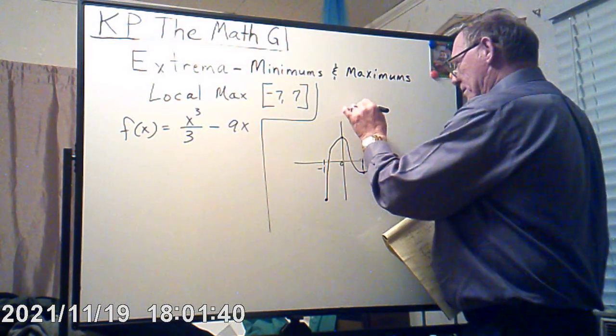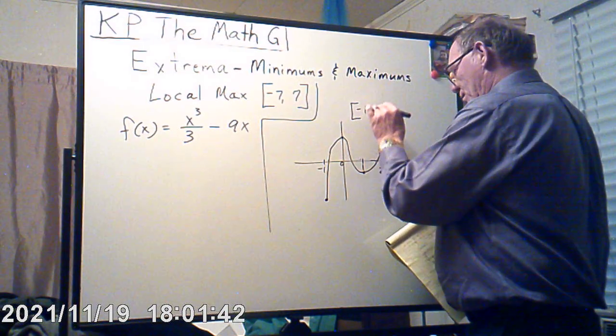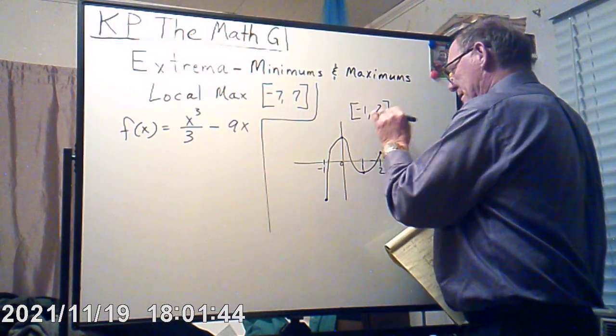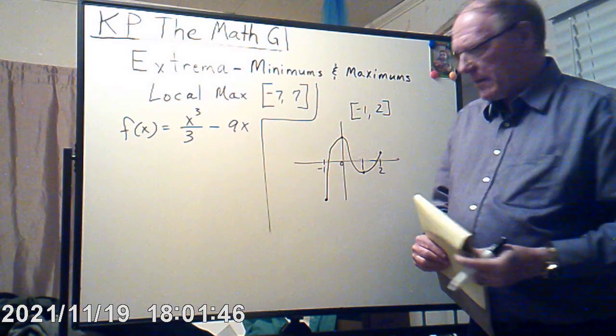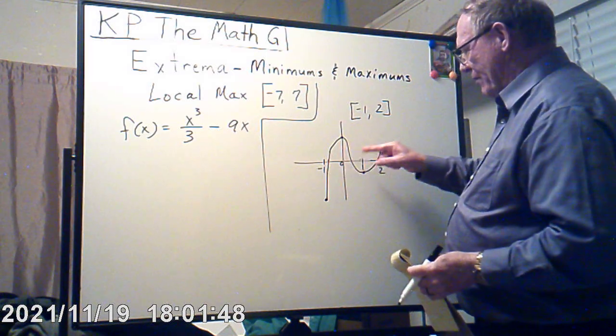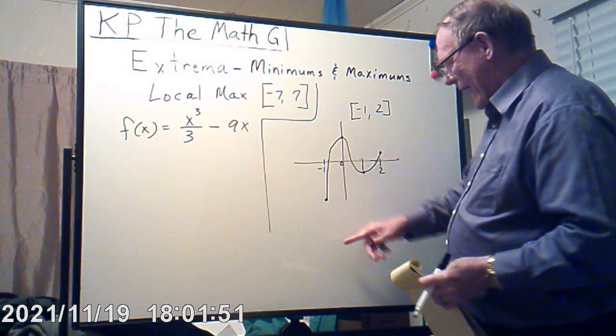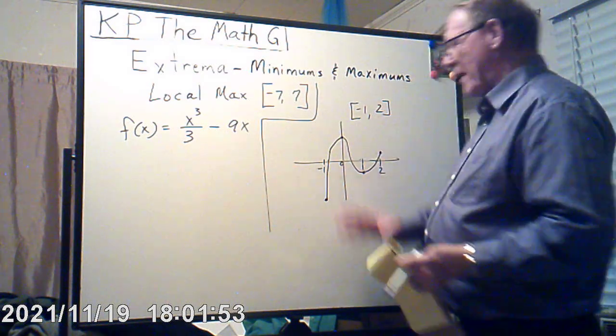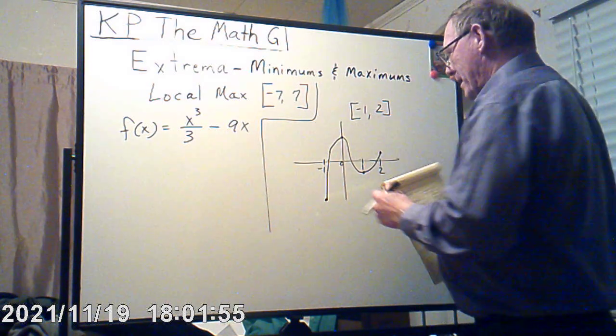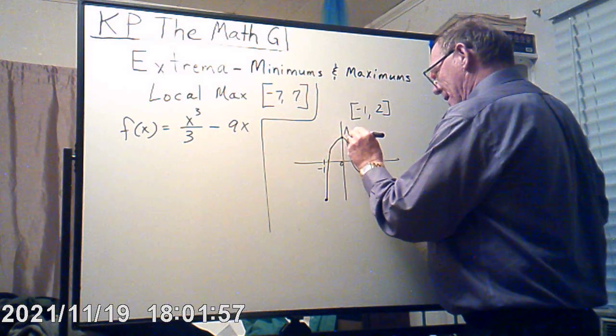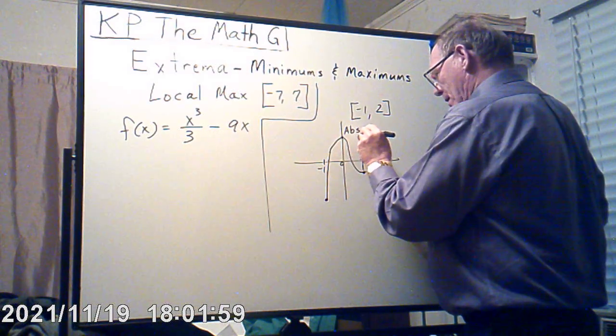This interval is from -1 to 2. When we're looking for a max or min, or an absolute max or an absolute min, here's our absolute max right here.